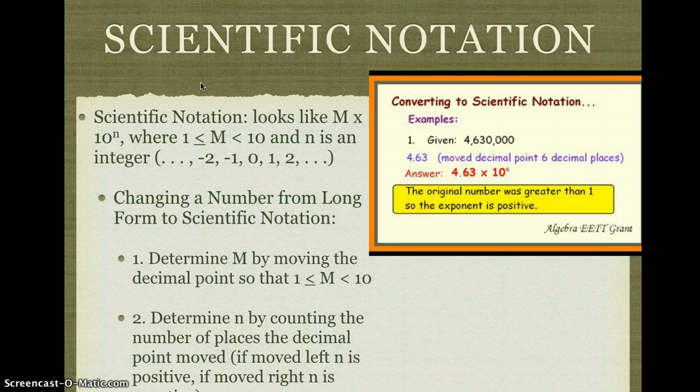Again, what they're showing here in yellow is that the original number was greater than 1, so the exponent is positive. Again, it's a big number, bigger than 1, it's positive. If it's less than 1, it's going to be a negative exponent.